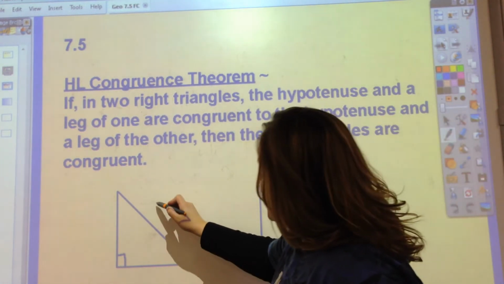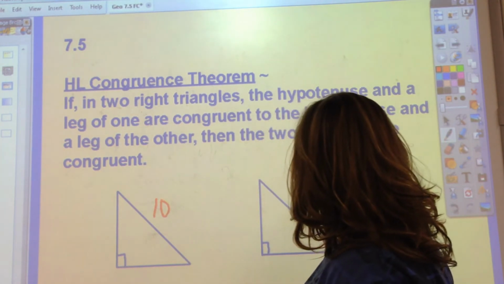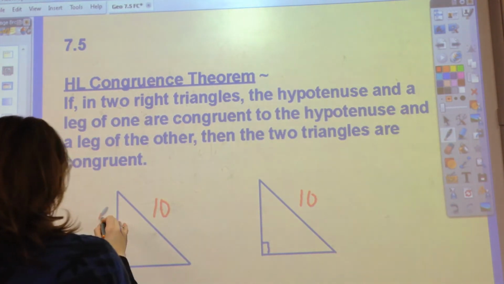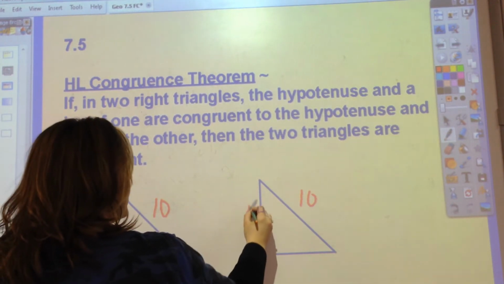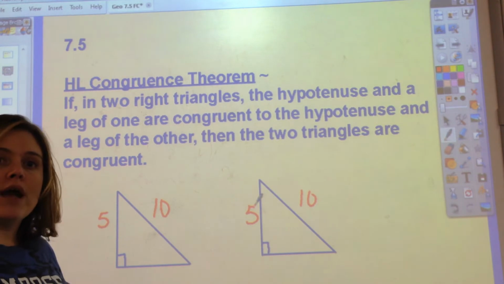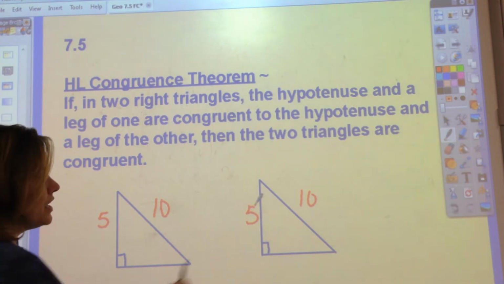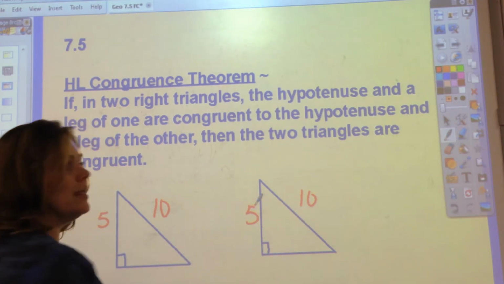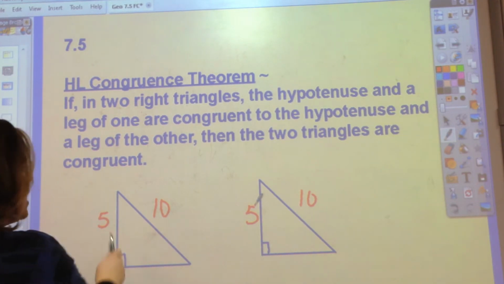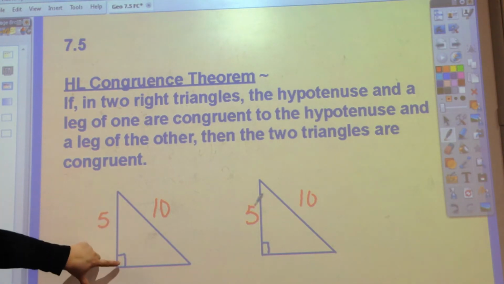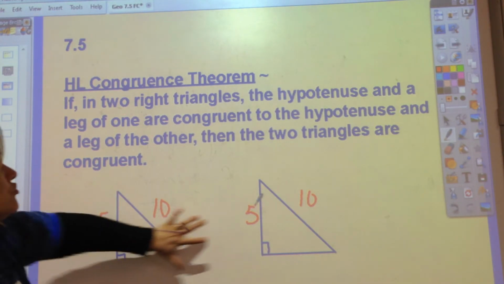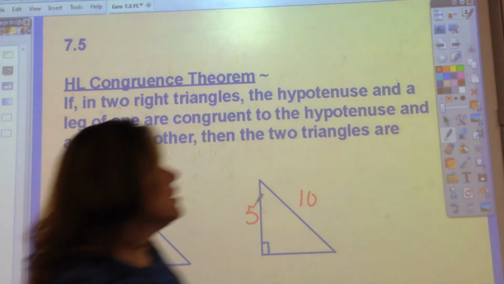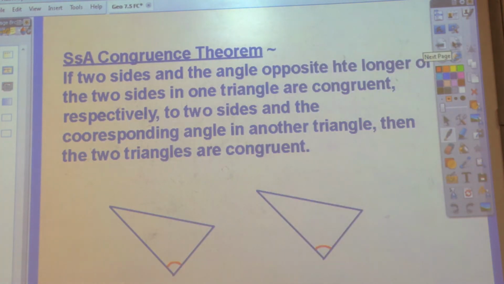If I know my hypotenuse here is 10 of my two right triangles, and let's say I know this side length over here is 5, notice that at this point I couldn't use any of my other congruence theorems. I have hypotenuse, leg, angle, so I would have side-side angle, and I don't have a theorem for that. And so this allows me, if it's a right triangle only, to say that these two triangles are congruent due to the hypotenuse leg.